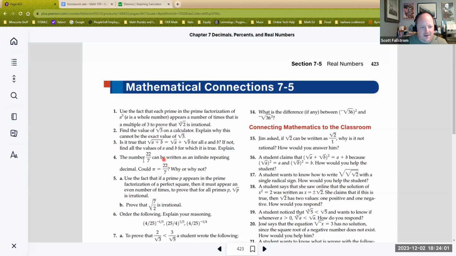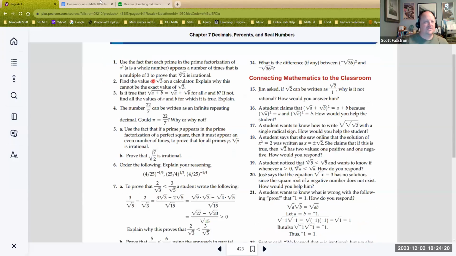And this is number 4. The number 22/7 can be written as an infinite repeating decimal. Could pi equal 22/7? Now remember, pi is an irrational number. So is this possible? Make sure your explanation links to the terms that we've been using in this section.